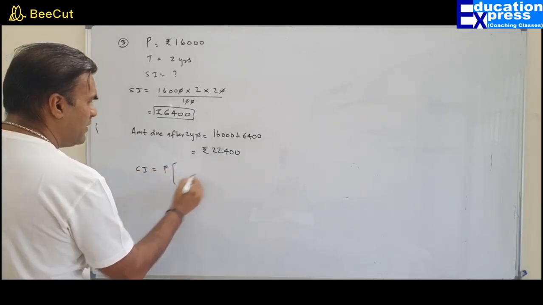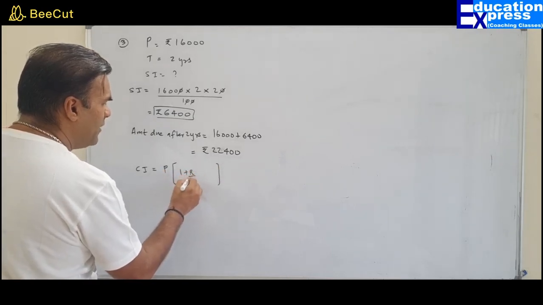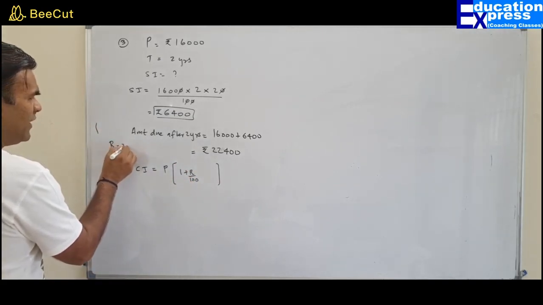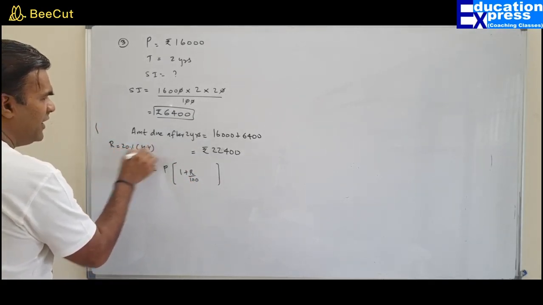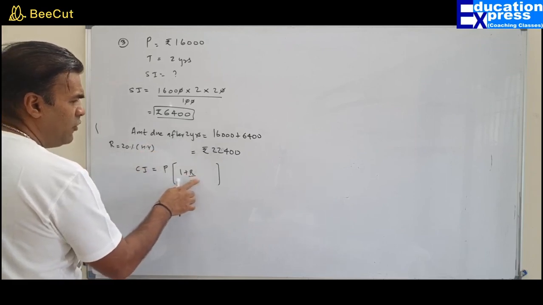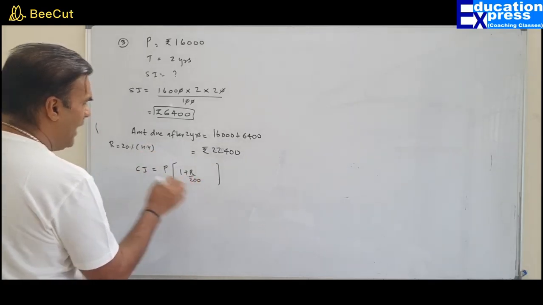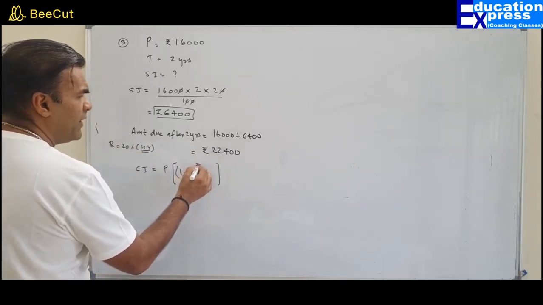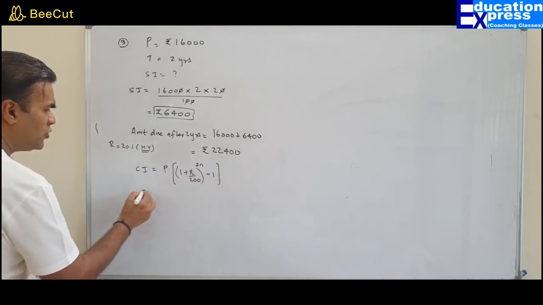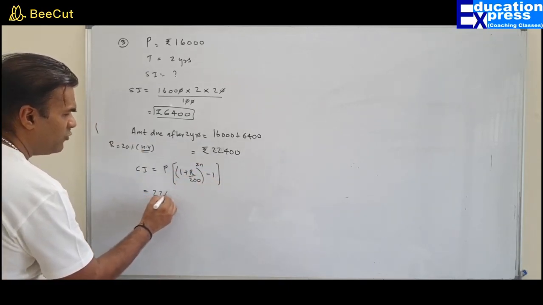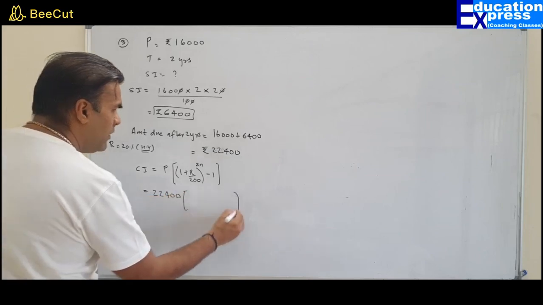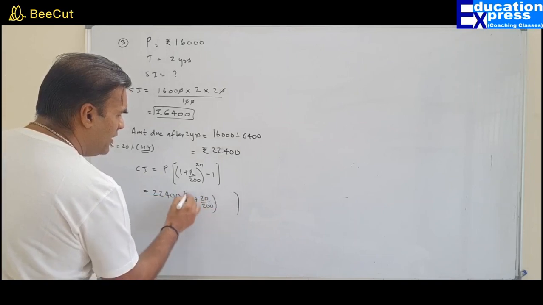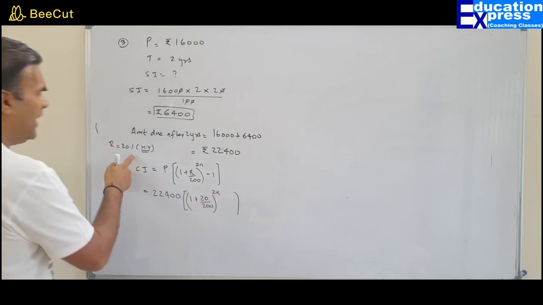P, 1 plus R upon 100. But since they have said that rate is 20% half yearly, so I cannot write 100. So I will write 200. Why? Because half yearly is given. Alright. Raised to 2n minus 1. So what would be your compound interest? 22,400, 1 plus 20 upon 200 raised to 2 into n.